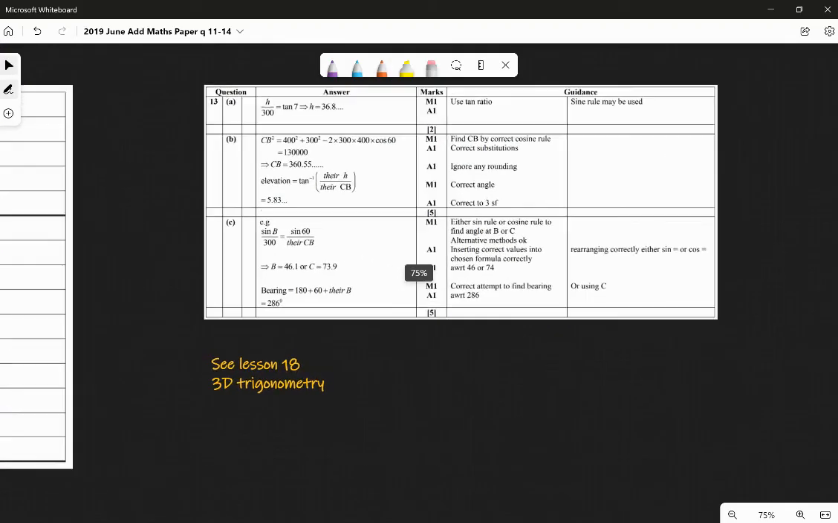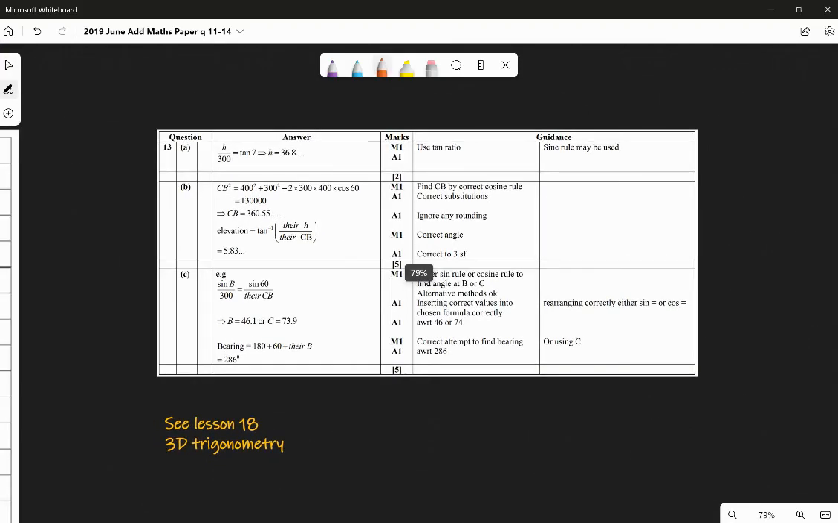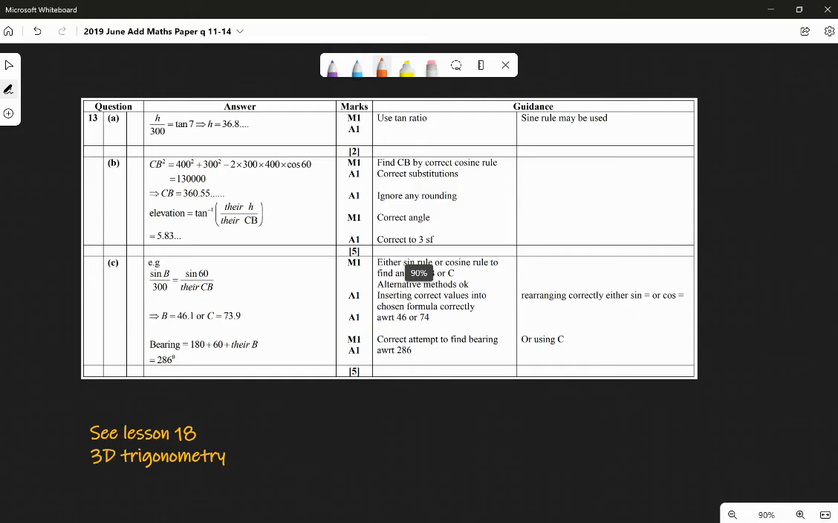So there's the mark scheme for that question. Feel free to pause and have a look at that yourself. If you want practice on this, 3D trigonometry, lesson 18, is where I go into that. There are also other lessons on the sine rule and the cosine rule and things like that, but 3D trigonometry is what this is.